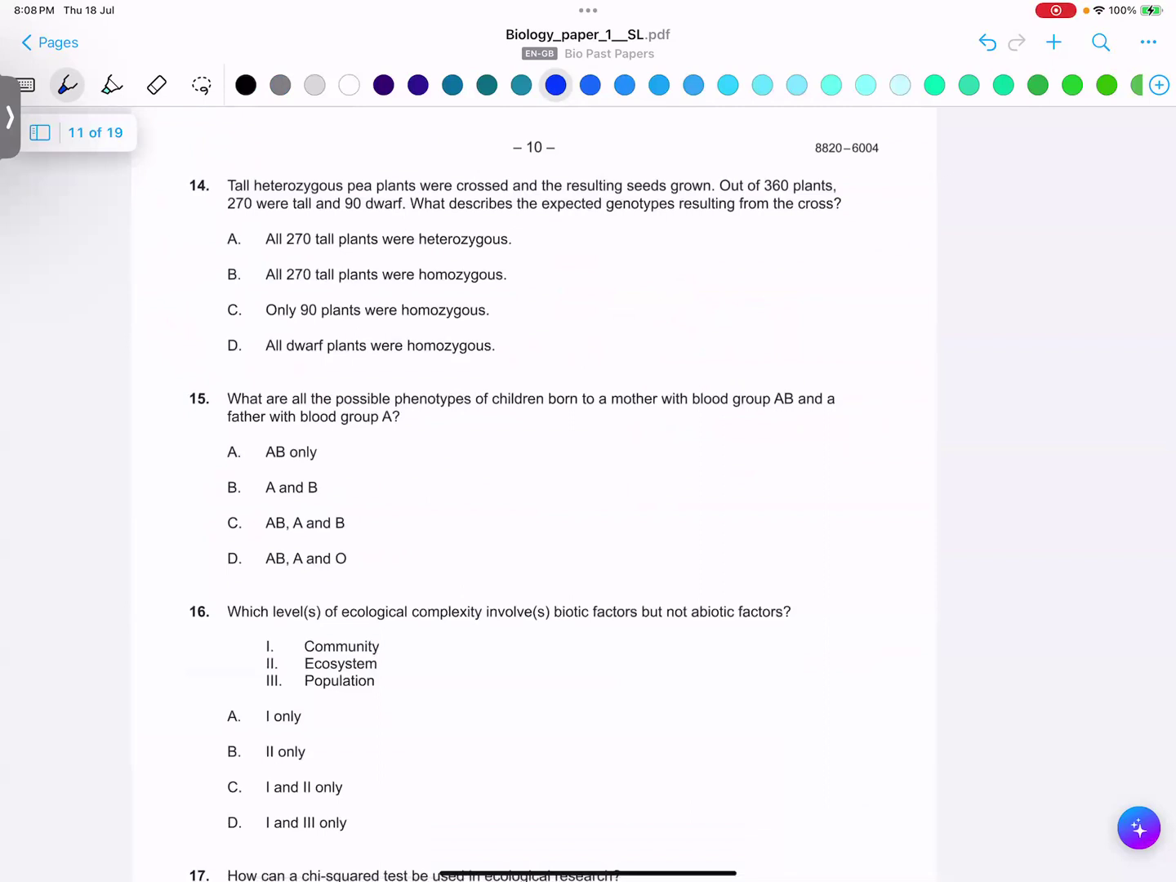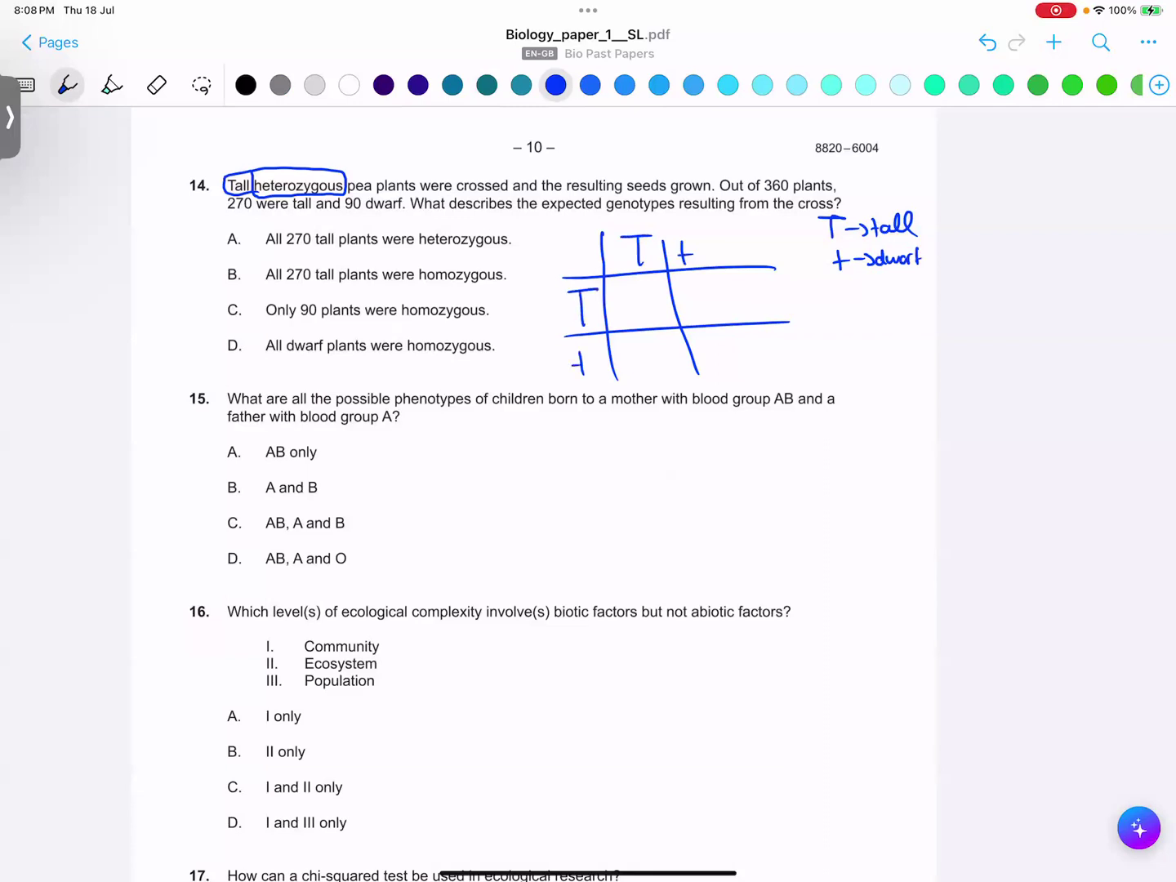Now for 14. The question says the heterozygous, this is very, very important, tall heterozygous pea plants were crossed and the resulting seeds grown. Both are heterozygous tall. Out of 360 plants, 270 were tall and 90 were dwarf. What describes the expected genotype resulting from the cross? So here, T is for tall, t is for dwarf. So we have Tt, Tt.